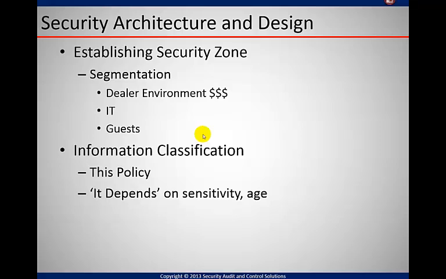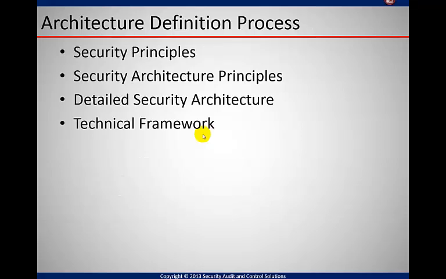Also, an information classification policy is definitely a requirement, because if I don't have an information classification policy, it means I don't have any security, because I don't know where to start and where to spend the money. As we know, information classification depends on the sensitivity or the age of the information itself. Now, when we look at a definition process for my architecture, I need to look at security principles, my architecture principles from a security point of view, and then drive it down to a detailed security architecture and then my technical framework.